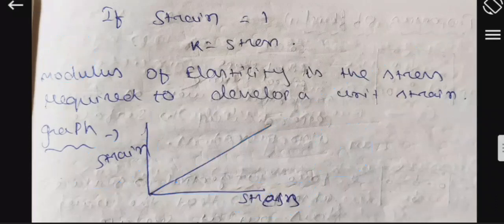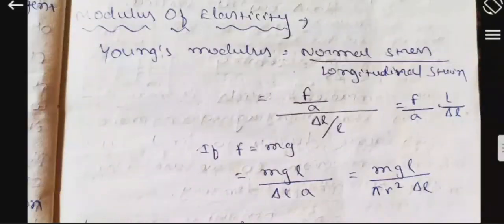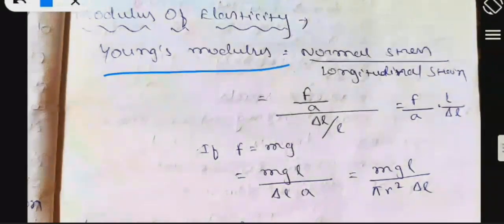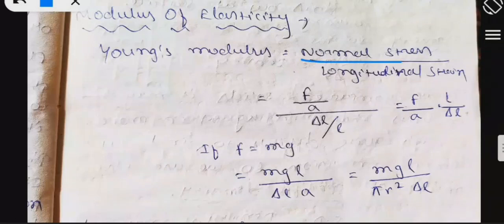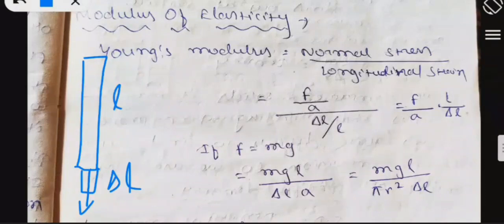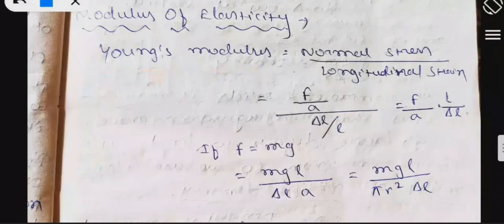Now let us go through a few definitions of elasticity. The first one is modulus of elasticity, that is Young's modulus. Young was the scientist, and he gave the Young's modulus of elasticity, the ratio of normal stress to longitudinal strain. Young found that this only works for longitudinal objects. Suppose this length is L, you have applied a weight here, and it has increased by a length delta L. Then how can you calculate Young's modulus? Young's modulus is nothing but the normal stress to the longitudinal strain.